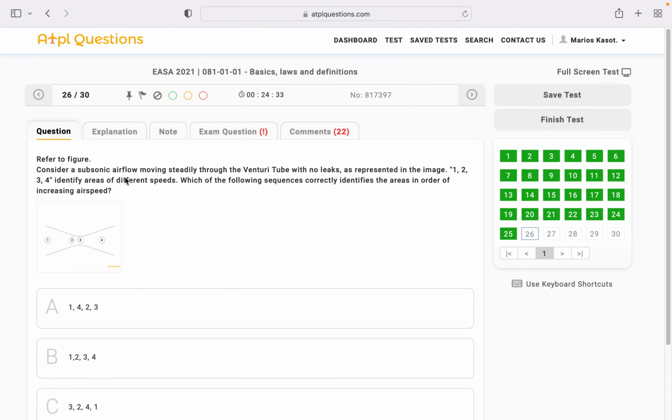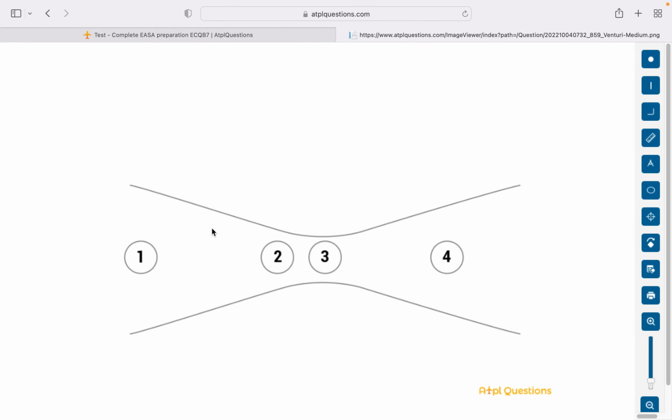Consider a subsonic airflow moving steadily through the Venturi tube with no leaks, as represented in the image, 1, 2, 3, 4. Identify areas of different speeds. Which of the following sequences correctly identifies the areas in order of increasing speed? We have here number 1, 2, 3, and 4.